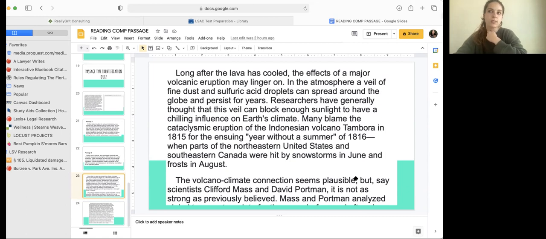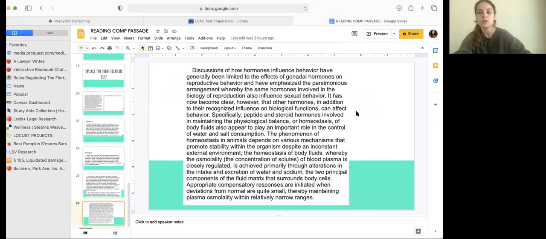If it was cost benefit, we'd have something more along the lines of this theory is being challenged by. There would be a more neutral approach to contrasting them, as opposed to this, where the author says seems plausible, but the author's viewpoint is aligned with Mass and Portman. And so it is persuading us that the volcano climate connection is not as strong as previously believed. Yeah, okay, great job.